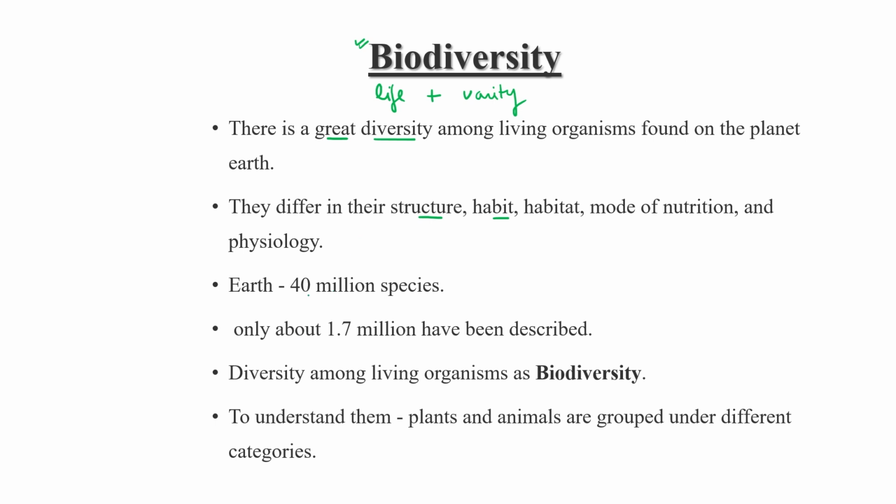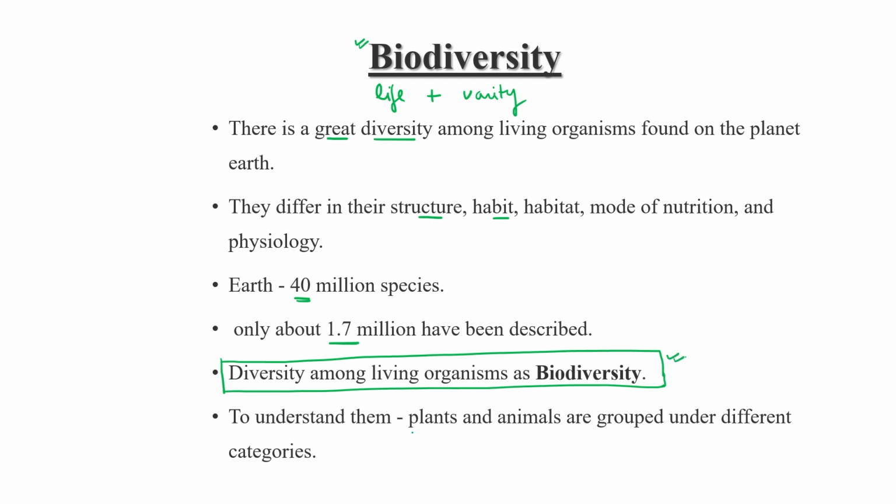As of now, planet Earth has approximately 40 million species. But out of 40 million, only 1.7 million have been described yet. This is a very important line, the definition of biodiversity. What is biodiversity? Biodiversity is the diversity or variety among different organisms. All the types of variety present among different organisms come under the biodiversity category.